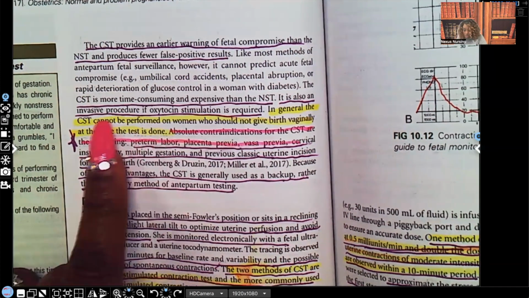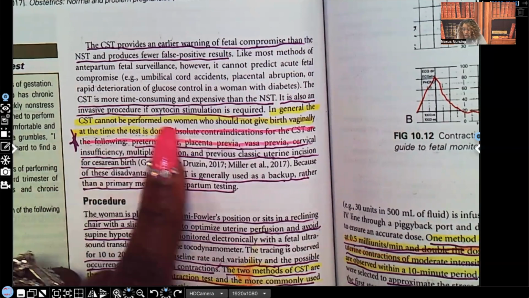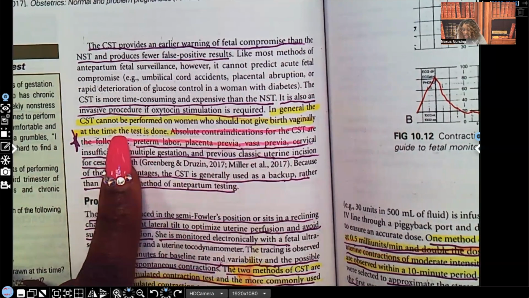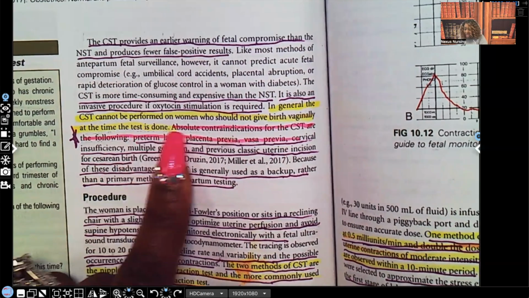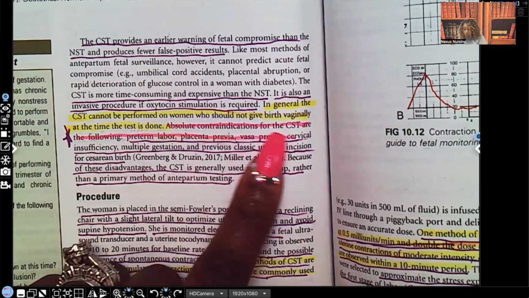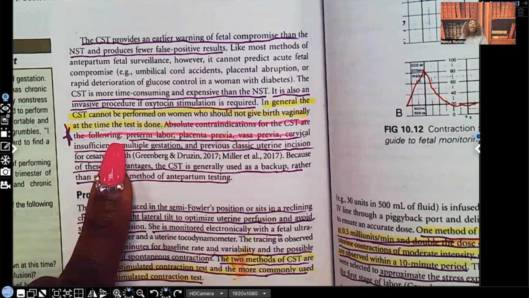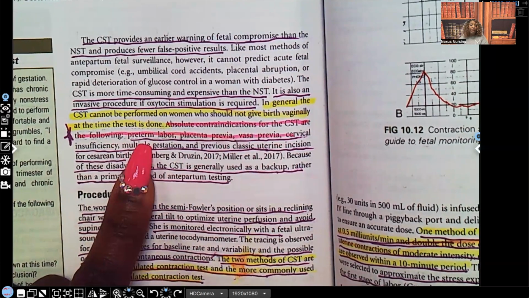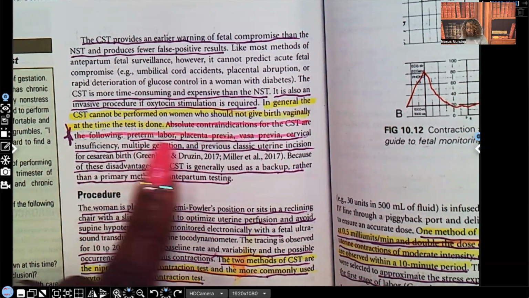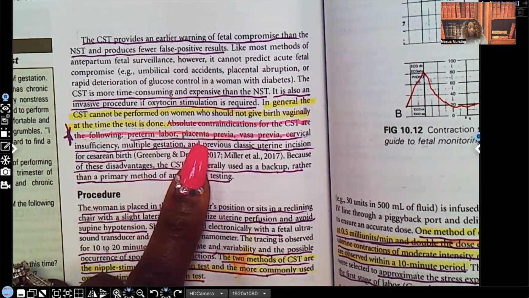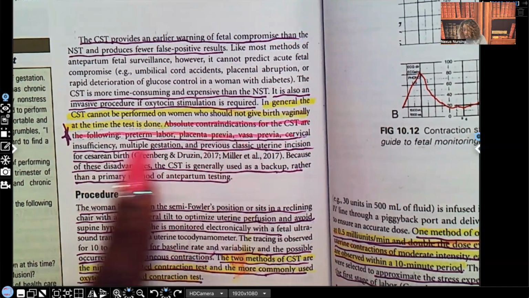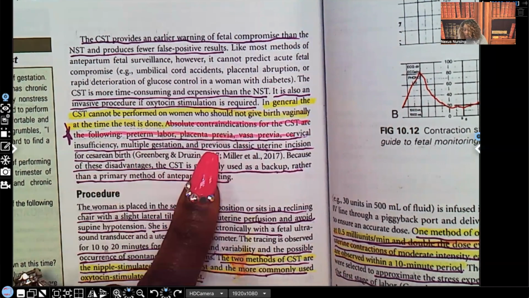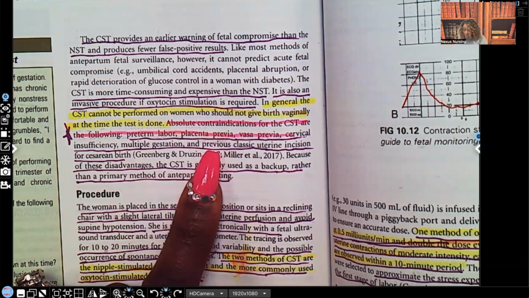In general, the contraction stress test cannot be performed on women who should not give birth vaginally at the time the test is done. Absolute contraindications for the contraction stress test are the following, and you need to know them, guys. Preterm labor, placenta previa, vasa previa, cervical insufficiency, multiple gestation, previous classic uterine incision for a C-section birth.